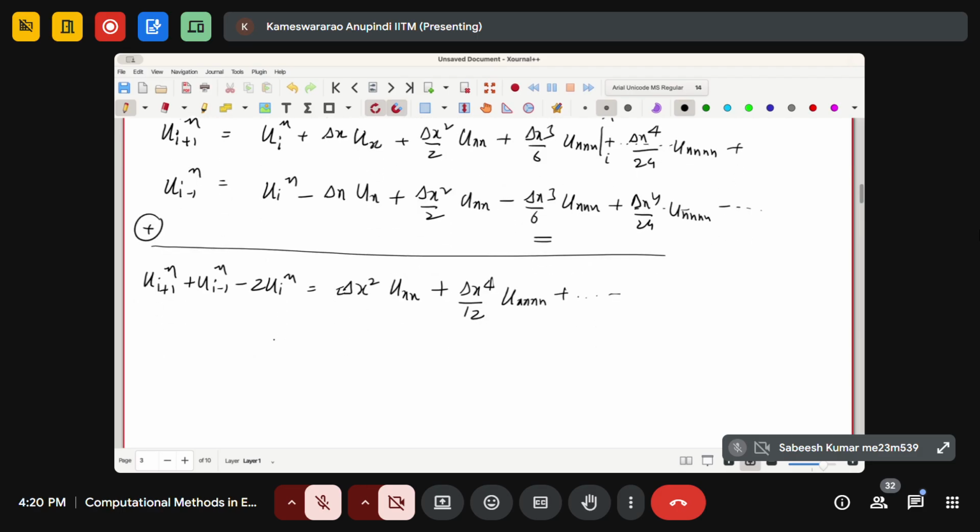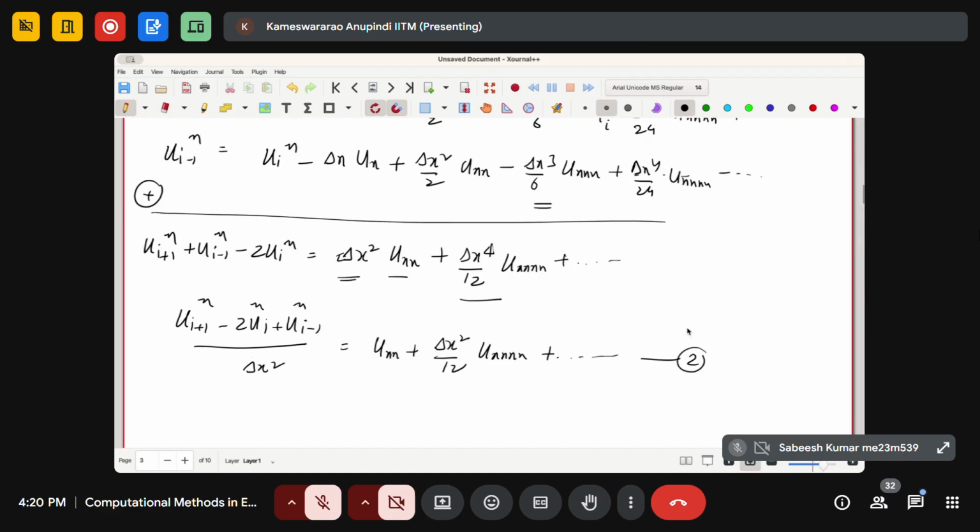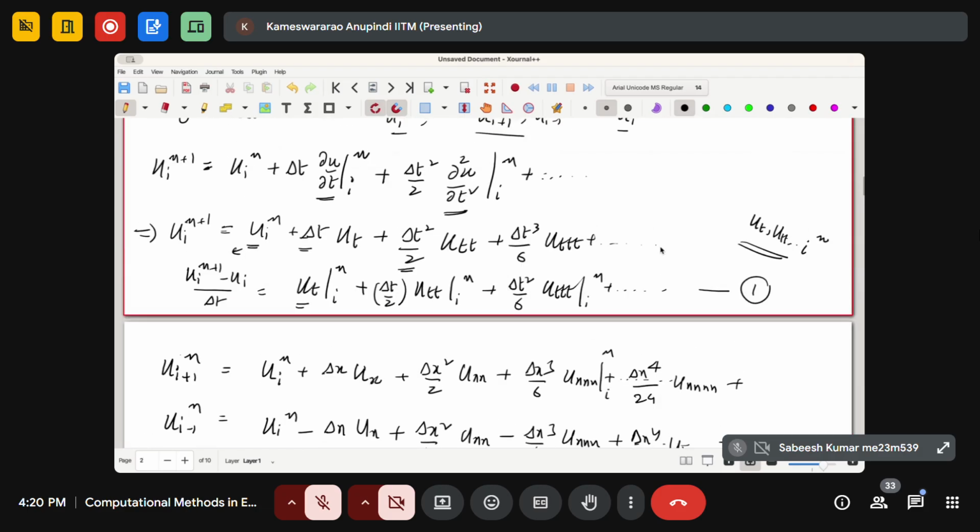Okay, so what is this? This is basically, if I were to write u_{i+1} minus 2 u_i plus u_{i-1}, all at the nth time level, divided by delta x squared, then this is going to be u_xx plus delta x squared by 12, right? We are dividing with delta x squared everywhere, times u_4x values, and then so on. Okay, so let us say this is equation 2. So we have equation 1 and equation 2.